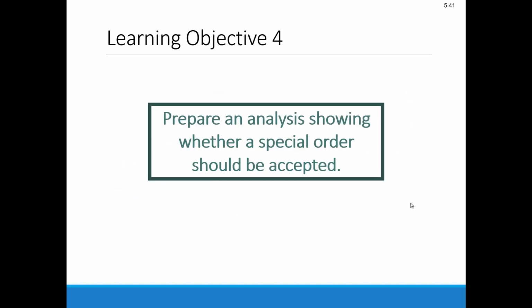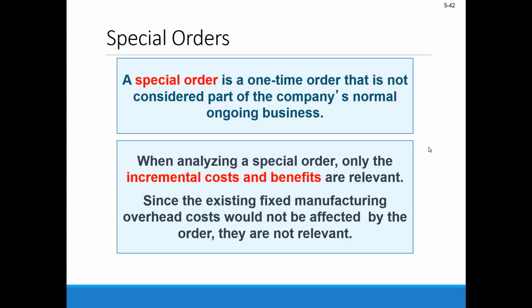Learning objective 4 was to look at our next decision context, which was whether or not to accept a special order. So a special order is really just a one-time order for our purposes that's not considered part of the ongoing business of the company. So when we're thinking about whether or not to accept a special order, we again want to try to focus on the incremental costs and benefits of that special order. And since the existing fixed overhead costs would not typically be affected by any particular special order, we're going to generally consider those not relevant unless we have some reason to indicate that something's going to change related to that.